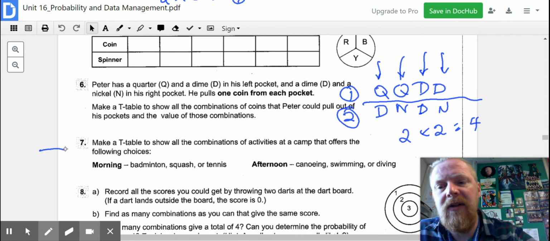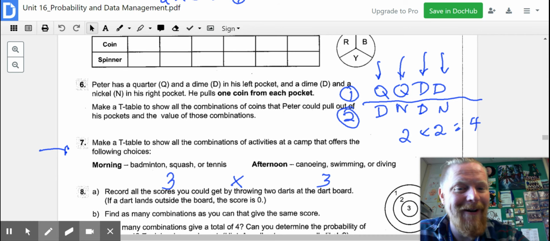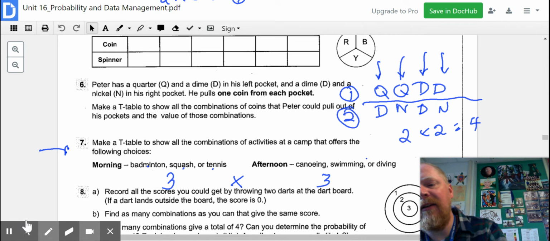Number 7, you can do the exact same thing, create your own T-chart, but instead you've got 3 options in the first and 3 options in the second. Now, when you do that, you should end up with a grand total of, you guessed it, 9 different outcomes, because each one of these ones has to be listed 3 times for these 3 outcomes. Okay, let's take a look at number 8.